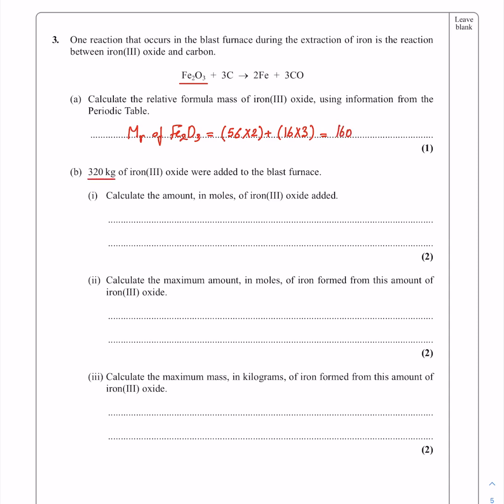320 kilogram of iron 3 oxide were oxidized in the blast furnace. I. Calculate the amount in moles of iron 3 oxide added. يبقى هنا المولز of iron 3 oxide Fe2O3 is equal to هنعمل 320 times 1000 عشان نحولها إلى grams ونعملها dividing على ال MR بتاع ال Fe2O3 اللي احنا حاسبينه فوق 160. احنا طبقنا هني رول اللي هو المولز is equal to mass over MR. طيب 320,000 over 160 ده يدينا 2000 mole.